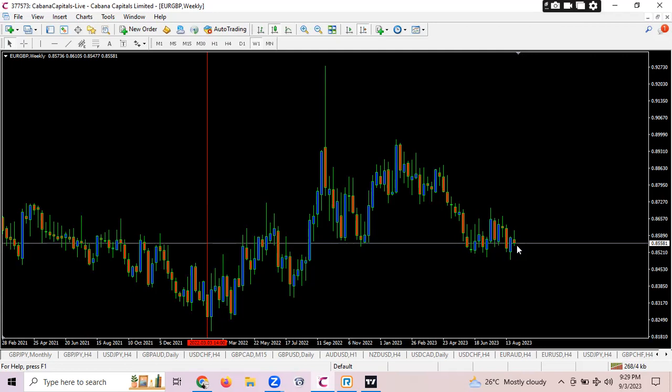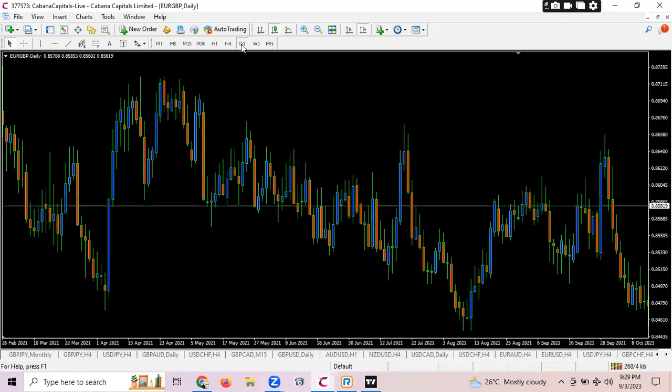Most people don't trade Euro GBP. They just use it to determine the strength of GBP against Euro. If Euro is stronger than GBP, that is, Euro GBP is bullish, Euro USD will be more volatile than GBP USD.